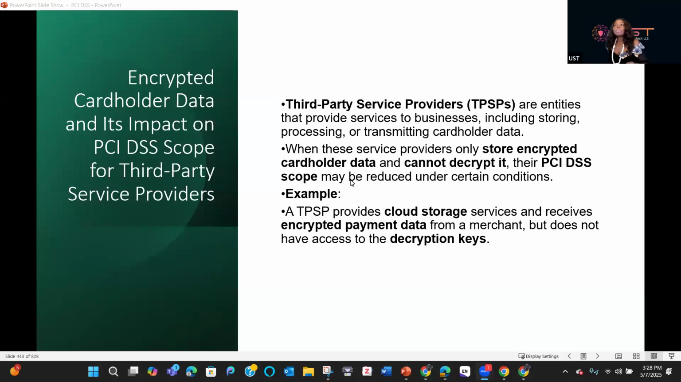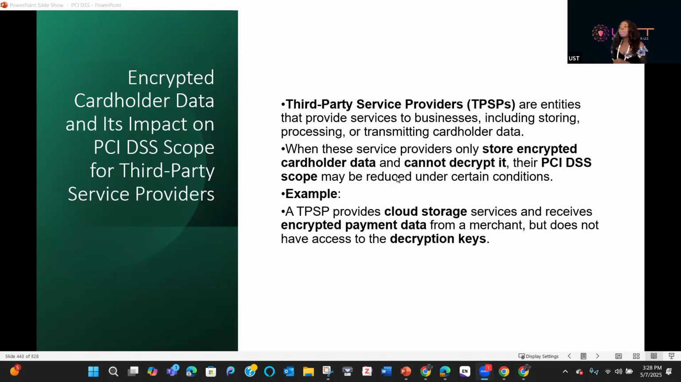All right, everyone, welcome to the next video where we will talk about encrypted cardholder data and its impact on PCI DSS scope for a third-party service provider. First, third-party service providers, which we can abbreviate as TPSP, are entities that provide, as we've discussed already, services on behalf of a business, which might store, process, or transmit the cardholder data.